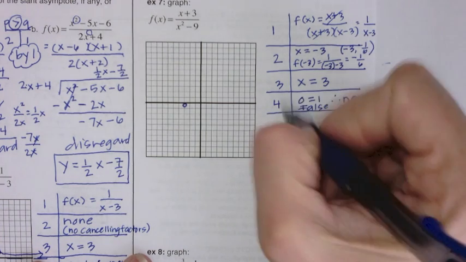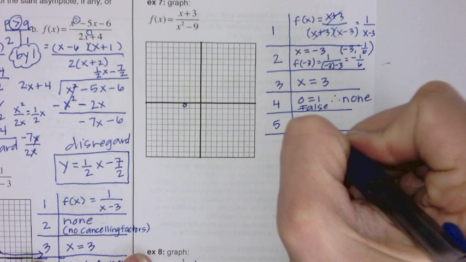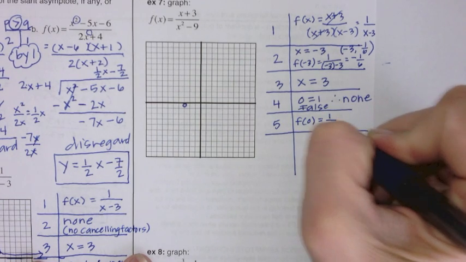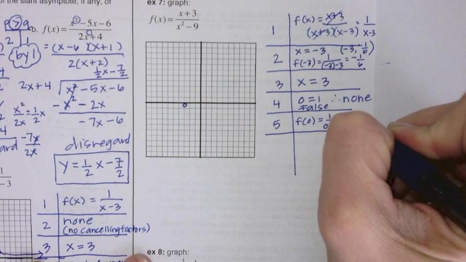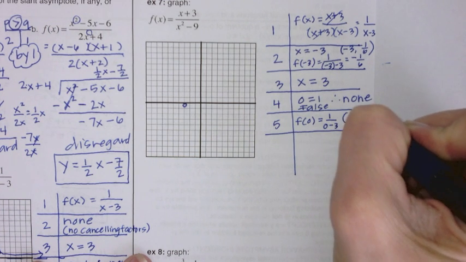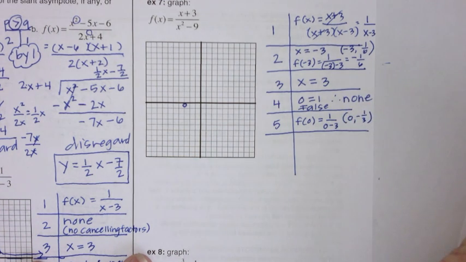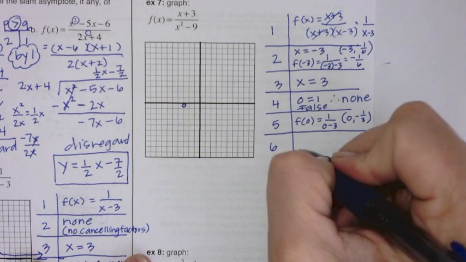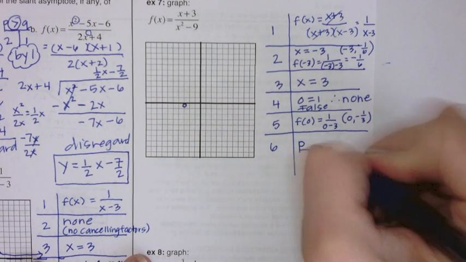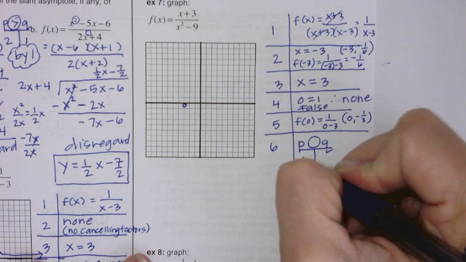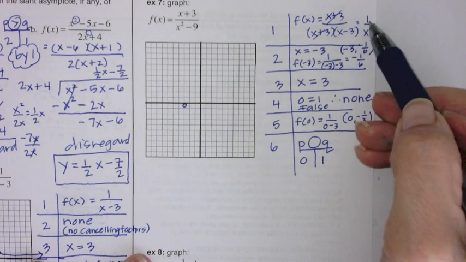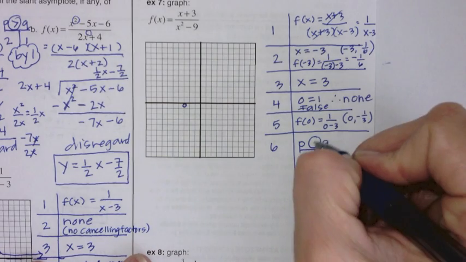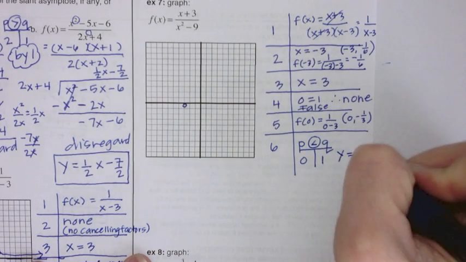Step 5 is to find our y-intercept. So we plug in f of 0. 1 over 0 minus 3, so that's negative 1/3, so our hole is at 0, negative 1/3. Not our hole, our y-intercept. Step 6 is P and Q. P is 0, Q is 1. I'm going off of the reduced function, but even if I didn't, it's still less than. So I get y equals 0.